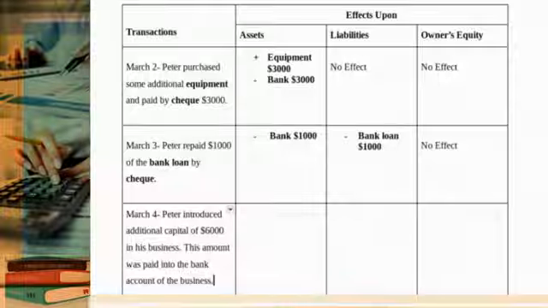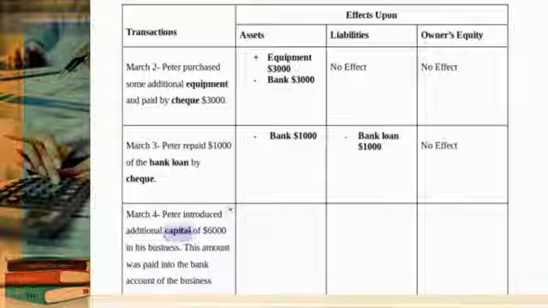So on March 4, Peter introduced additional capital of $6,000 in his business. This amount was paid into the bank account of the business. So the two items being affected in this transaction would be capital and bank.